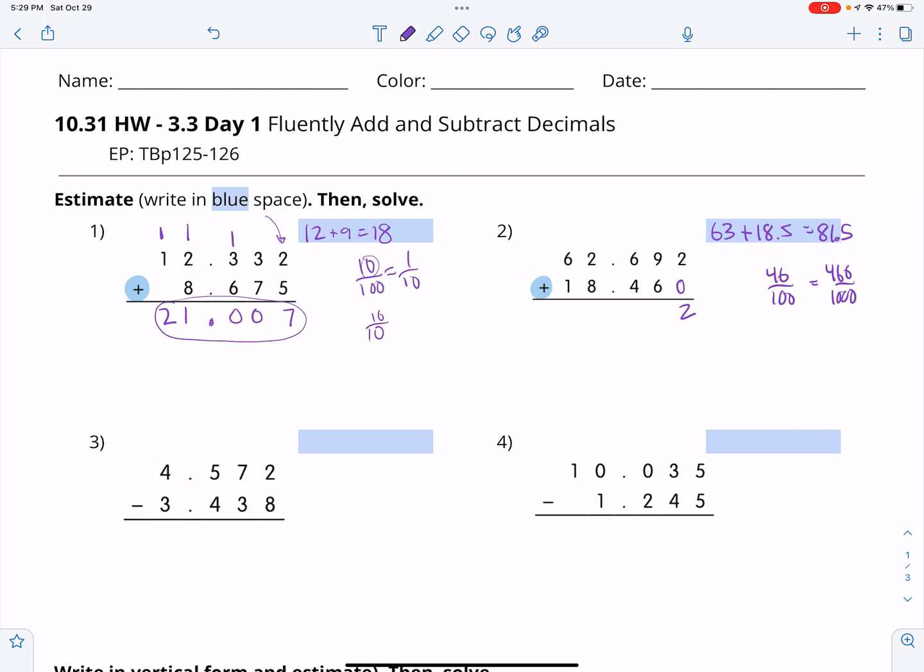9 hundredths plus 6 hundredths is 15 hundredths, or 1/10 and 5 hundredths. 6 plus 4 is 10 hundredths, plus 1 is 11 hundredths. 11 tenths, 1.1. Carry my decimal, bring that decimal point down. 8 plus 2 is 10, plus 1 is 11, and 1 plus 6 plus 1 is 8. So I knew that my answer was going to be somewhere close to 81 and 5 tenths, and my answer was 81 and 152 thousandths. So that feels pretty good.